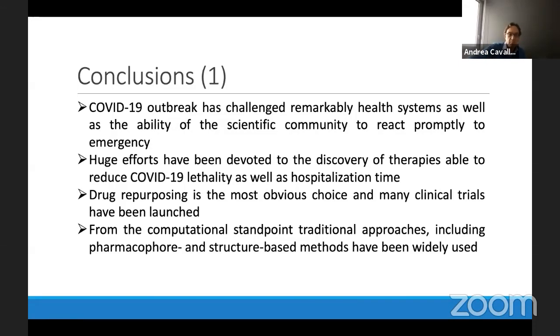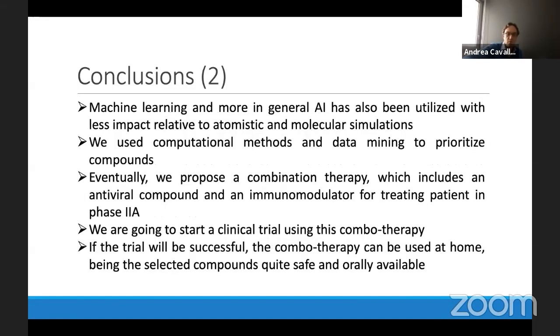From the computational standpoint, traditional approaches, including pharmacophore and structure-based methods, have been widely exploited. Also, machine learning, particularly in the context of natural language processing, has been quite interesting in finding new therapies for COVID-19. And using all this plethora of computational methods, we were eventually able to propose a combination therapy which includes an antiviral compound and an immunomodulator for treating patients in phase 2A of the disease.